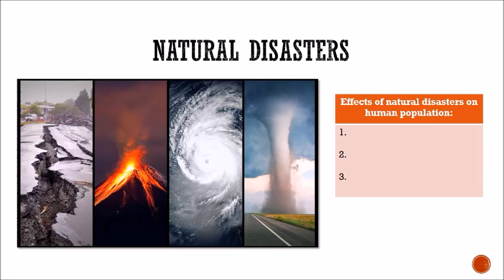So make a list of 3 things and have them in your mind, please. Think about 3 effects that natural disasters can have on human population. Now, please open up your student books on page 104 and 105.